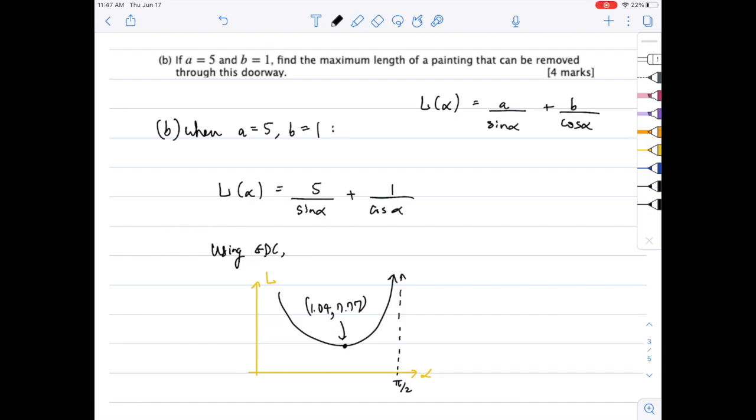So from this graph, hopefully you noticed something strange. When I first did this question, I was like, what's happening? Because the question says find the maximum length of a painting that can be removed, and here you're not getting a maximum. What you're getting here is a minimum. It's strange that you're getting a minimum and they're asking you to find a maximum. And the reason is that the minimum you get for L corresponds to the maximum painting that you can get through the art gallery.